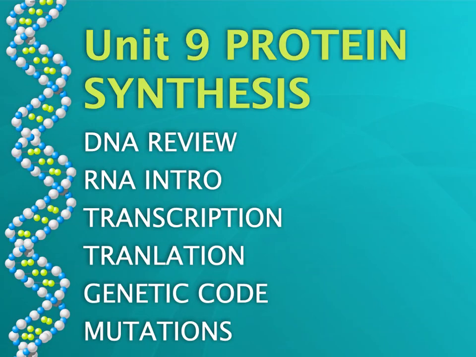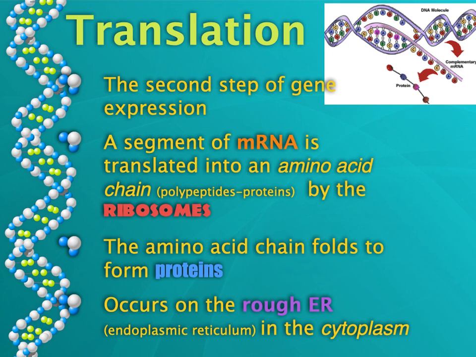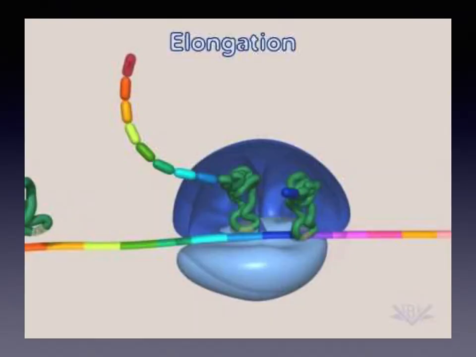Hi, I'm Mr. Baker, and this is Unit 9 Protein Synthesis, 9.3 and 9.4, which is Translation, Genetic Code, and Mutations. Translation is the second step of gene expression, where we're going to take a segment of mRNA and translate it into an amino acid chain, which is going to be a polypeptide or a protein, and it's going to be done by the ribosomes. This amino acid chain is going to fold to form proteins, and it occurs on the rough ER in the cytoplasm.